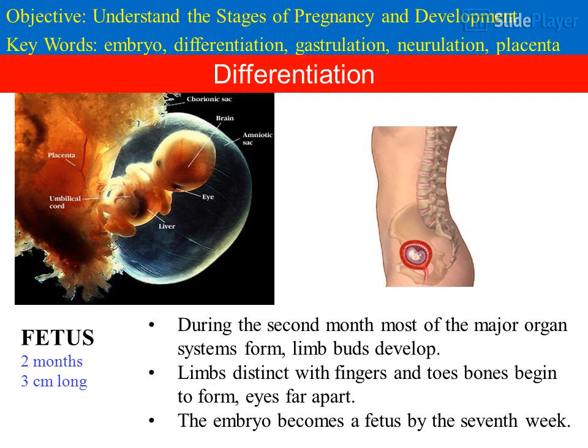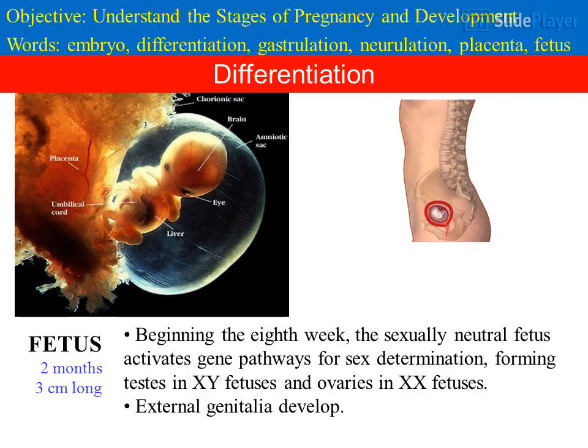Differentiation. During the 2nd month most of the major organ systems form, limb buds develop. Limbs distinct with fingers and toes. Bones begin to form, eyes far apart. The embryo becomes a fetus by the 7th week. Fetus. 2 months. 3 centimeters long. Differentiation. Fetus.